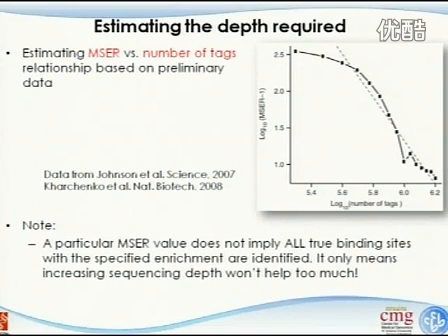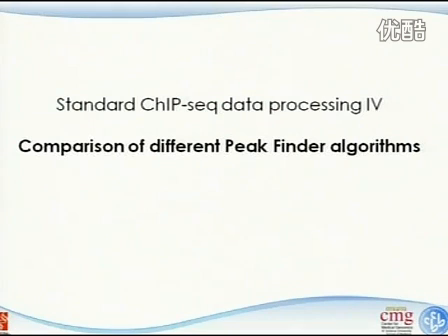An additional note about this information: a particular MSRER value does not imply all the true binding sites with this enrichment will be identified. It doesn't guarantee that. It only tells you further increasing the sequencing depth won't help. All right? So just to make sure this is the concept, don't get confused.